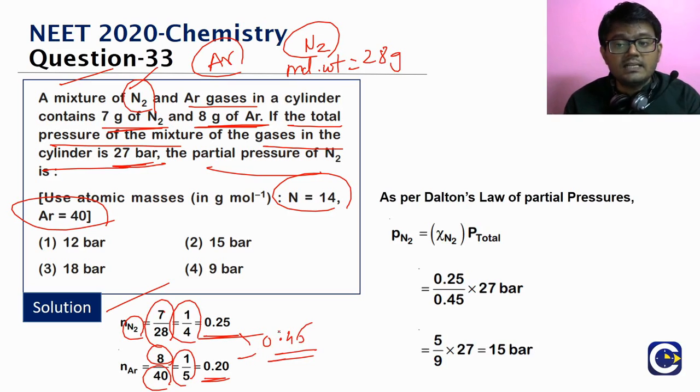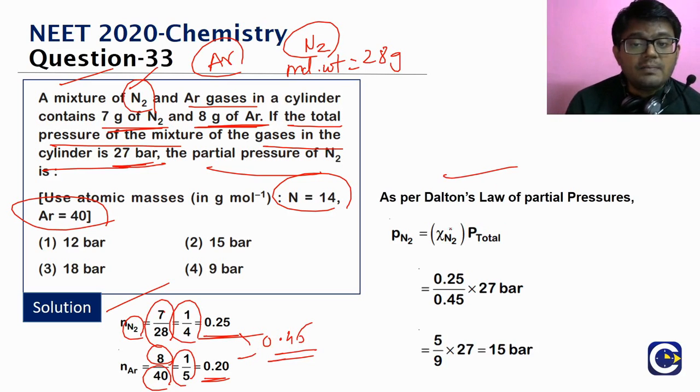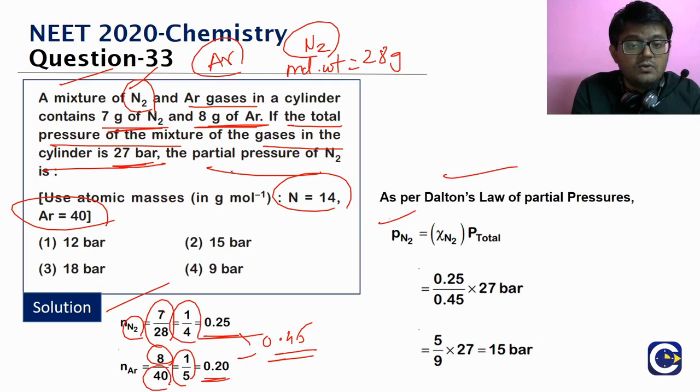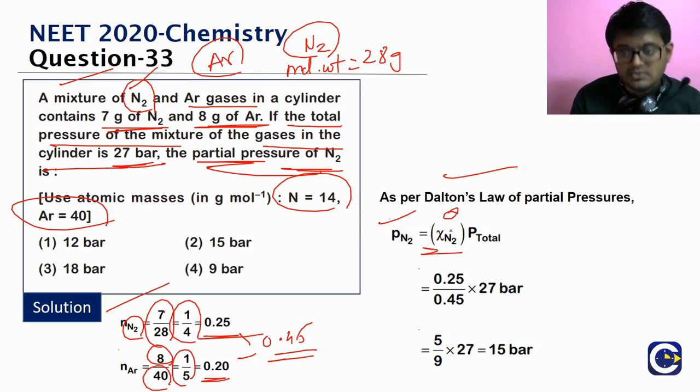So what does Dalton's law of partial pressure say when you have a mixture of gases? The partial pressure of any gas, in this case the partial pressure of nitrogen, will be equal to the mole fraction of nitrogen, chi, the symbol we use to represent it, so chi N2 into the total pressure.